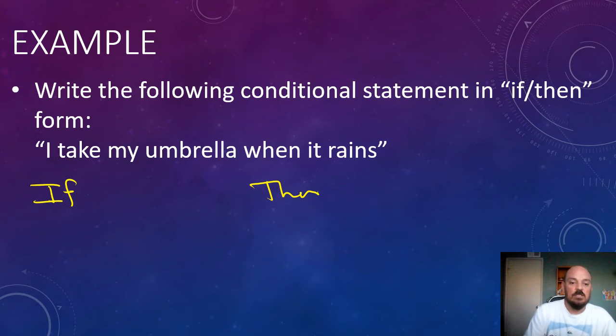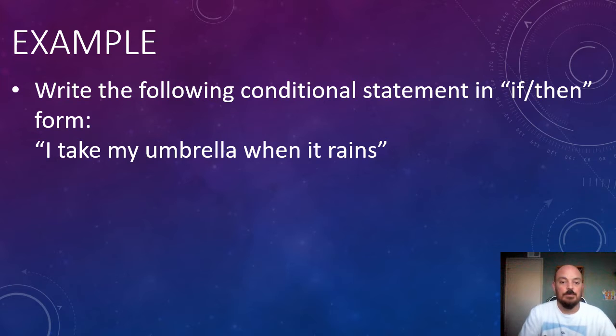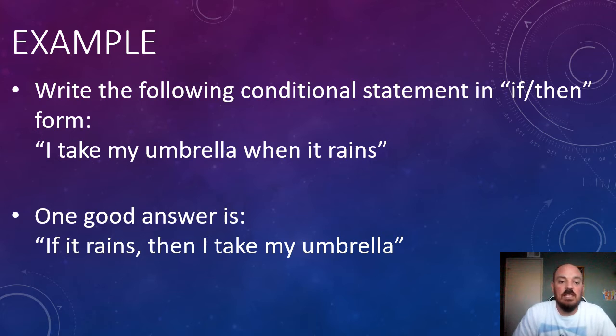Now, one good answer for this. This is one of those things where it's not like there's only one answer. But here's the answer I came up with. I said, if it rains, then I'll take my umbrella. That's basically the same sentence written two different ways. They're both saying the same thing. I take my umbrella when it rains. If it rains, then I take my umbrella. They're both the same statement, and they're both a conditional statement, but the if-then is a little bit more straightforward.